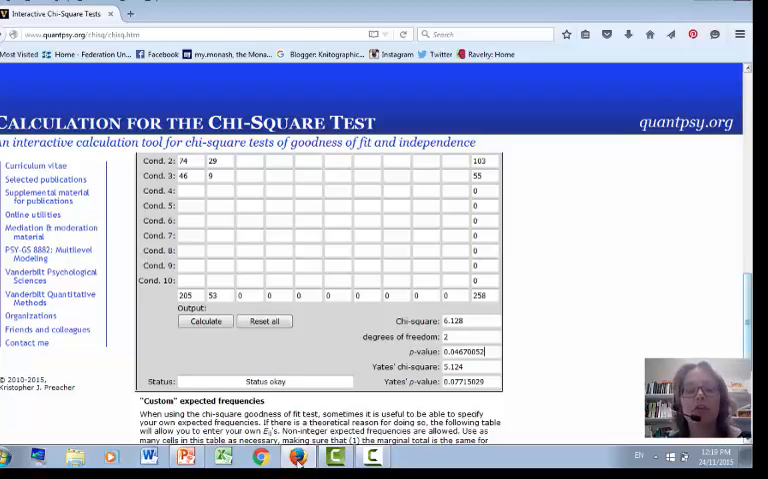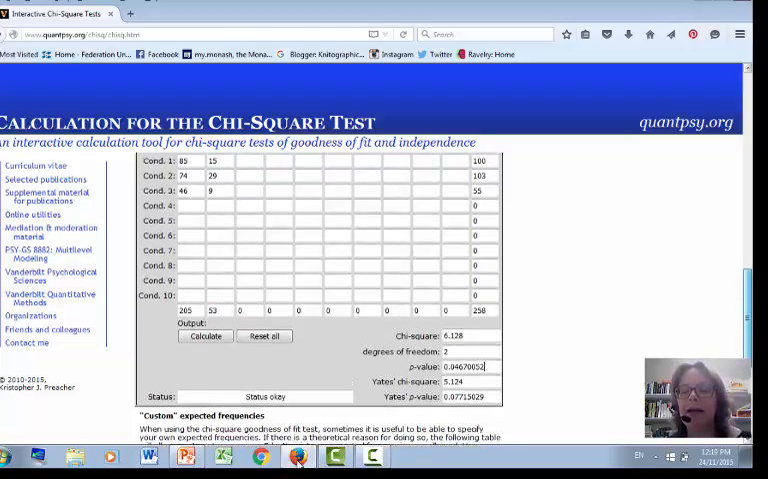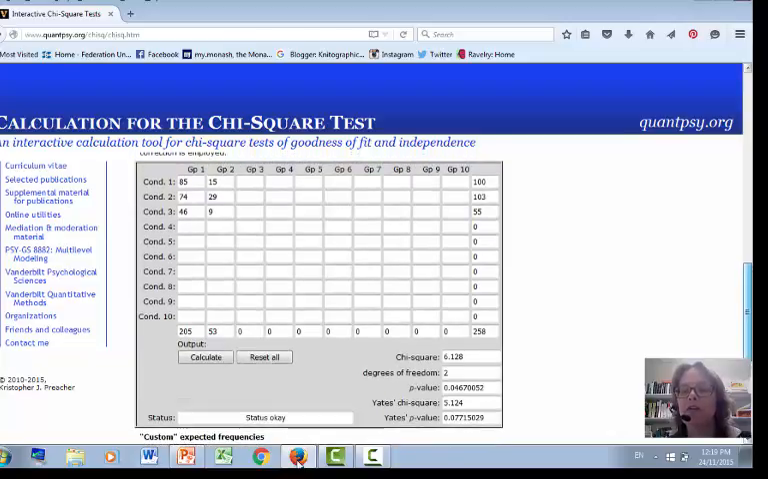I hope you've enjoyed this little tour of how to use the chi-squared testing tool. I'm also going to do a video about how to do the chi-squared goodness of fit test using the same tool.